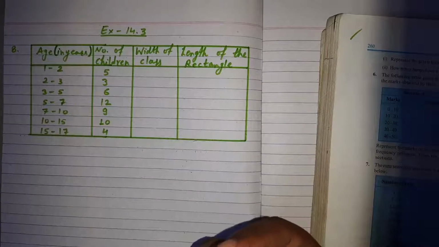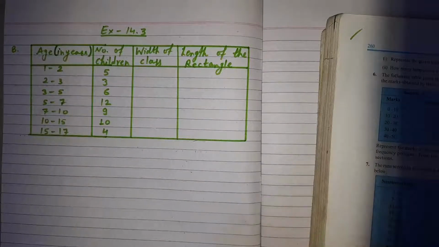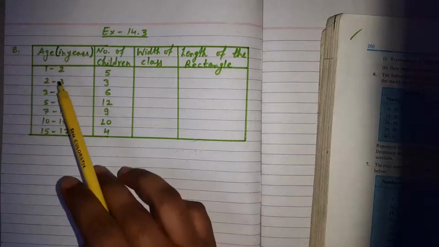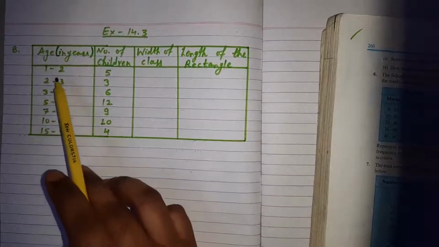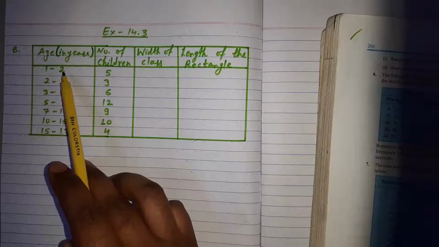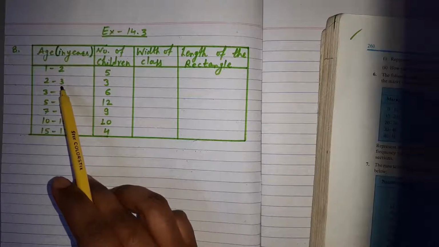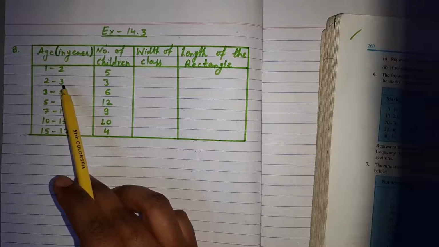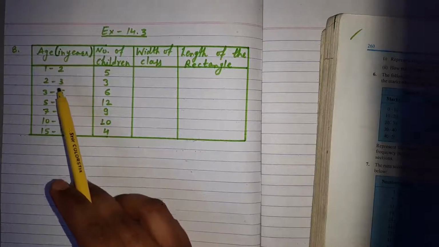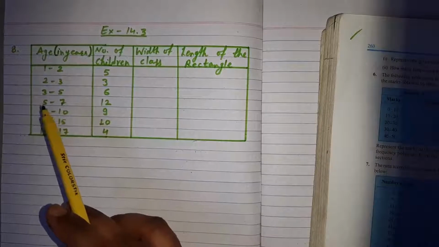So we need to make certain modifications in the length of the rectangles so that the areas are proportional to the frequencies. First we will select the class interval with minimum class size. So here we can find the minimum class size. For the first class interval, the class size is 1. For the second class interval, the class size is also 1. So we can say the minimum class size is 1.